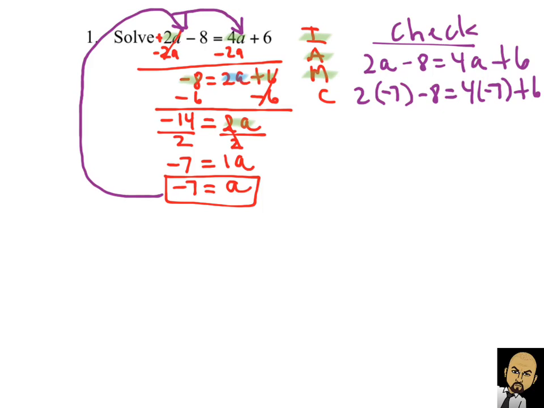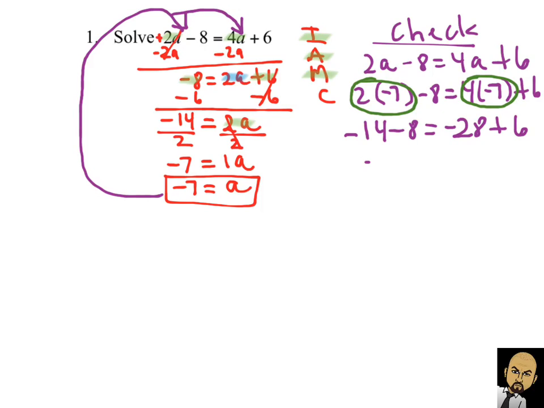And so what you need to do is simplify each side of the equation. You got multiplying and you got subtracting on the left, so you're going to multiply first. So you end up with negative 14 minus 8. On the opposite side, you have multiplying, you got adding. And so in the order of operations, you multiply first. And so you end up with negative 28 plus 6.